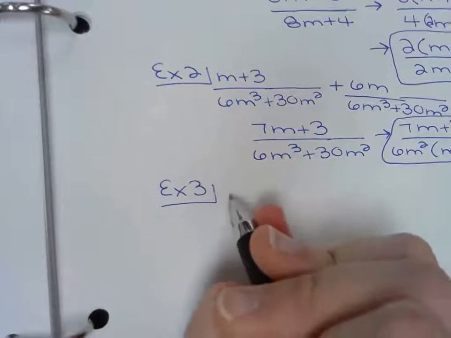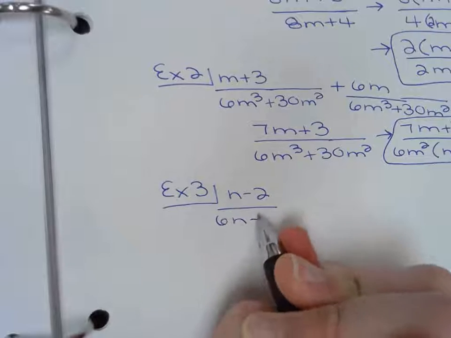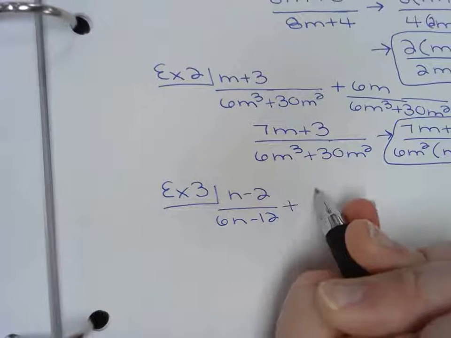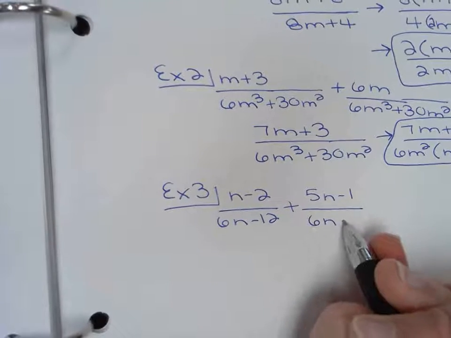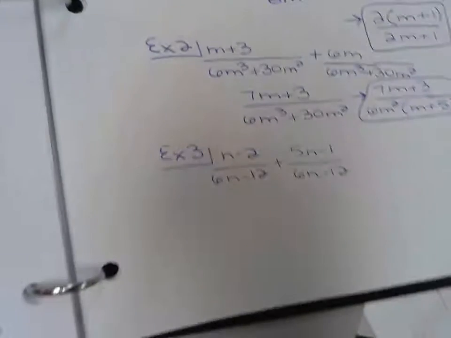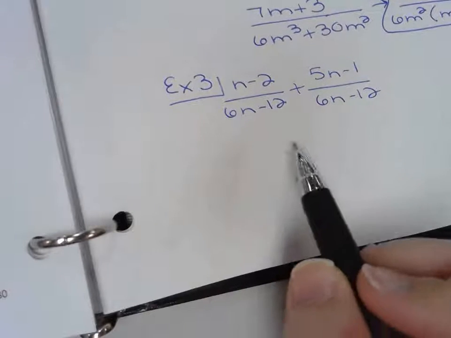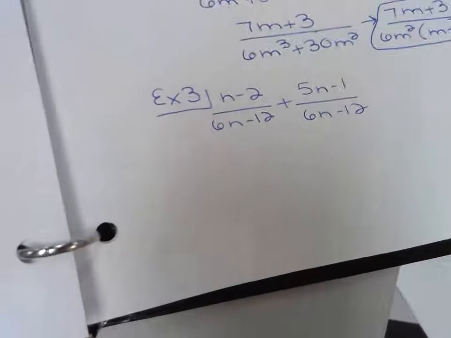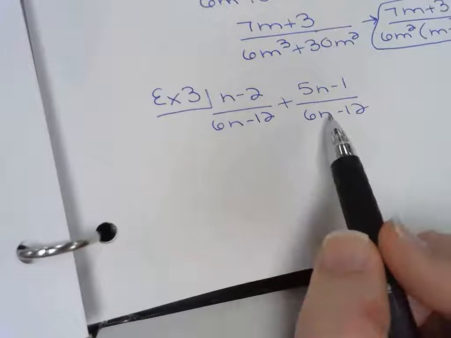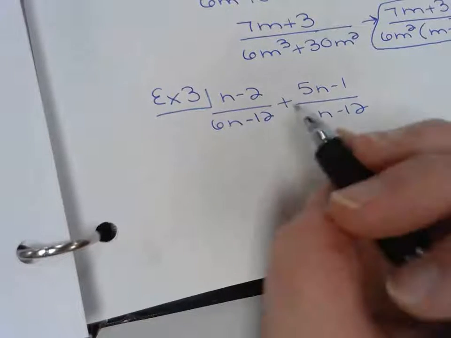Let's look at this one. If I have n minus 2 over 6n minus 12 plus 5n minus 1 over 6n minus 12. Like I said, with what we're doing today, you will have common denominators. So even though they look complicated, your denominators should always be the same. Common denominators, so I'm going to add my numerators. If I add my numerators together, I'm going to get a what?